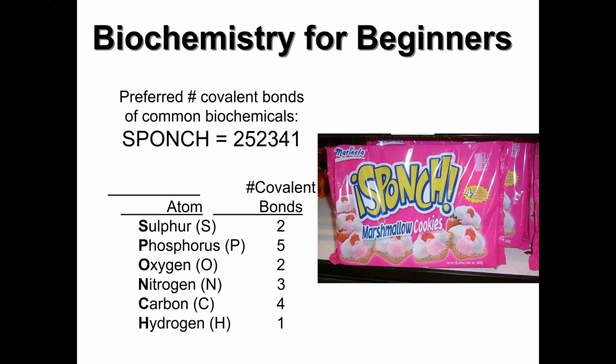Next is the memorization part. You have to remember sort of a pin number that goes along with SPONGE. The pin number corresponds to the number of covalent bonds, the pairs of electrons, that the element needs in order to be fulfilled or happy. So as I was mentioning, hydrogen only needs its 1. How are we going to remember these? Just memorize them, okay? Sulfur needs 2, phosphorus needs 5, oxygen needs 2, nitrogen needs 3, carbon needs 4, hydrogen needs 1.